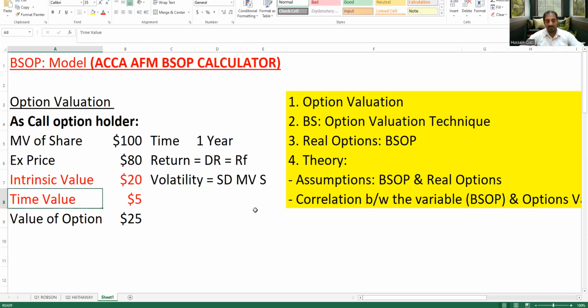In simple words, BSOP is a model. Black-Scholes option pricing is a model where we can identify the value of an option directly.